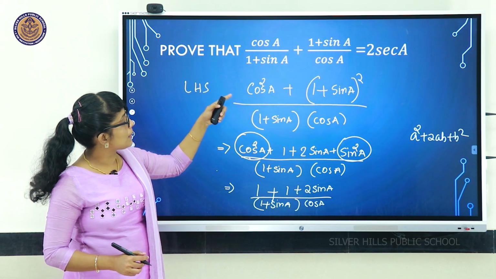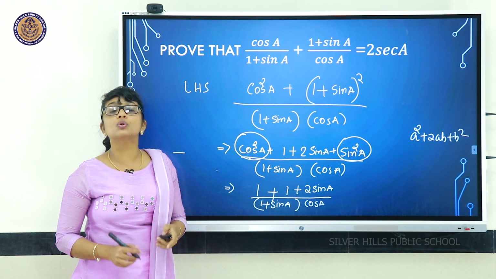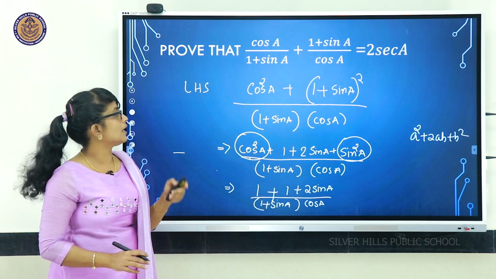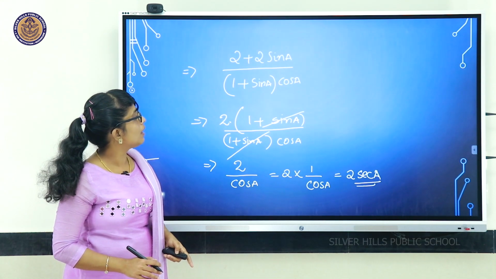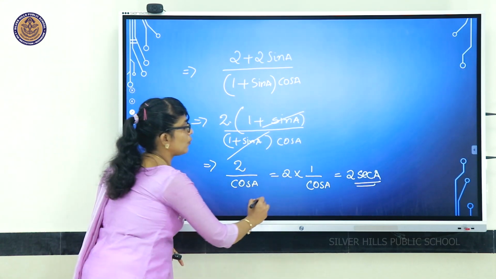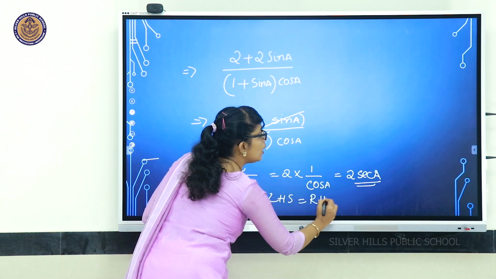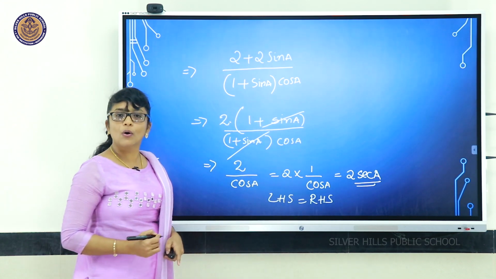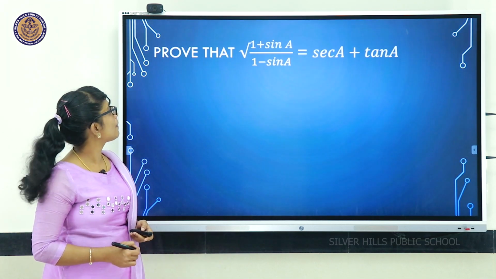Cos A by 1 plus sin A plus 1 plus sin A by cos A equal to 2 sec A. Now we started from LHS. Then we proved that 2 sec A. So we can conclude LHS equal to RHS. Okay. Then we can move to next question.